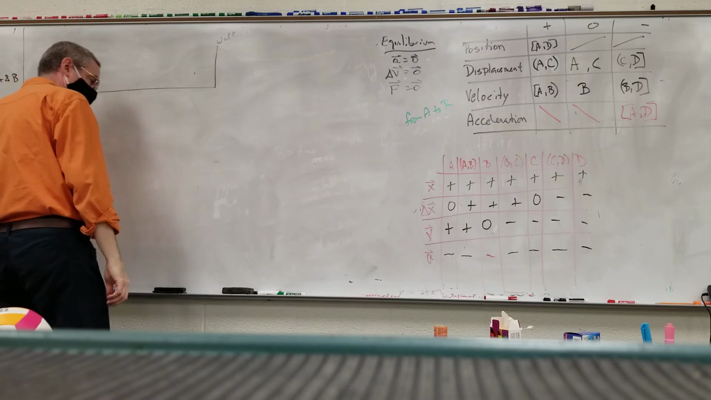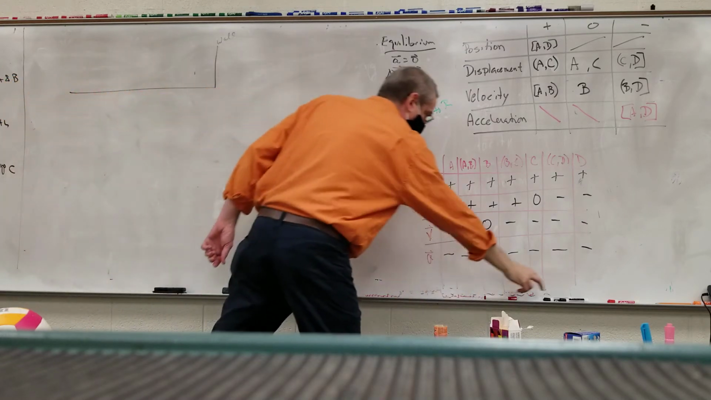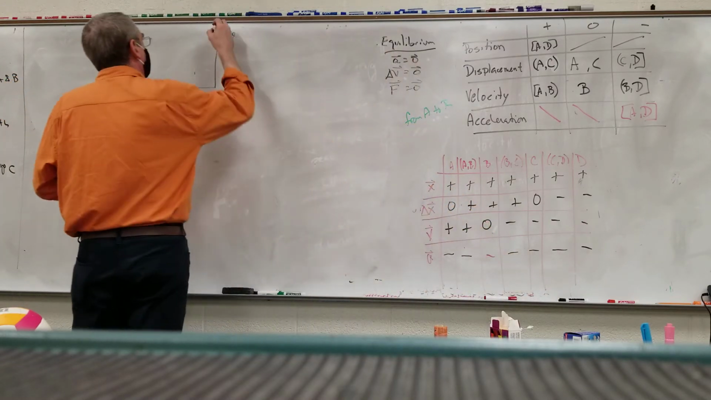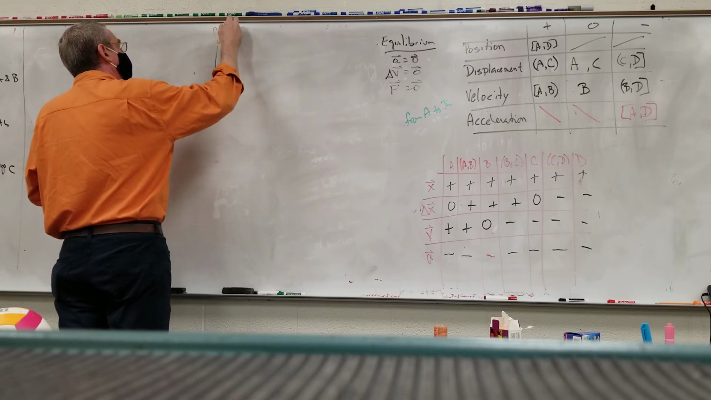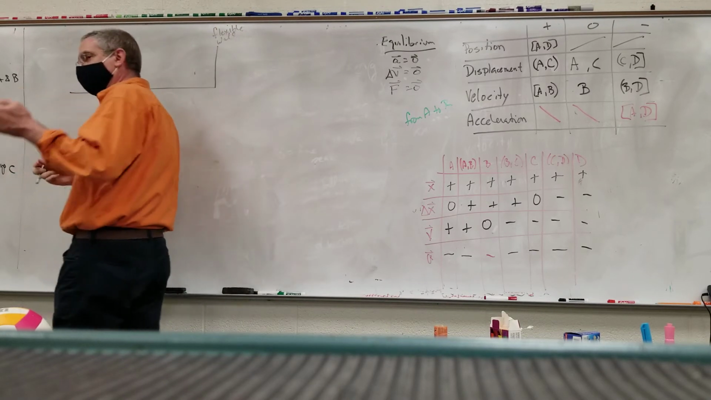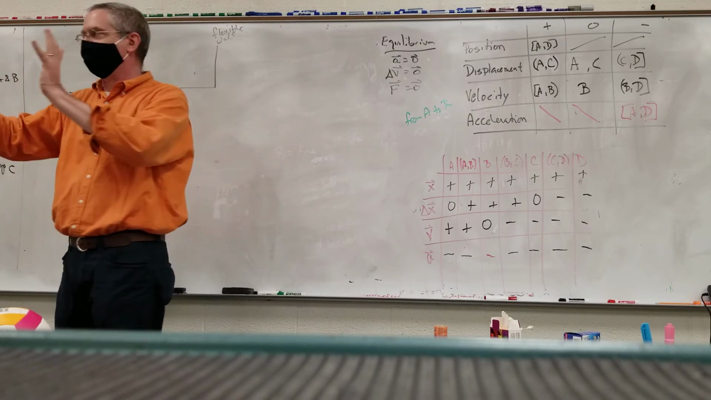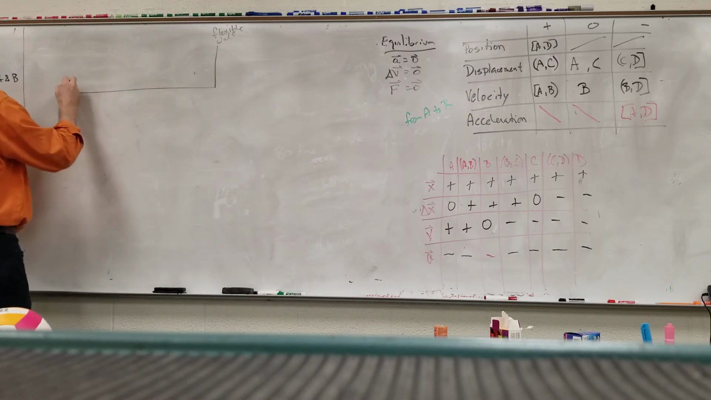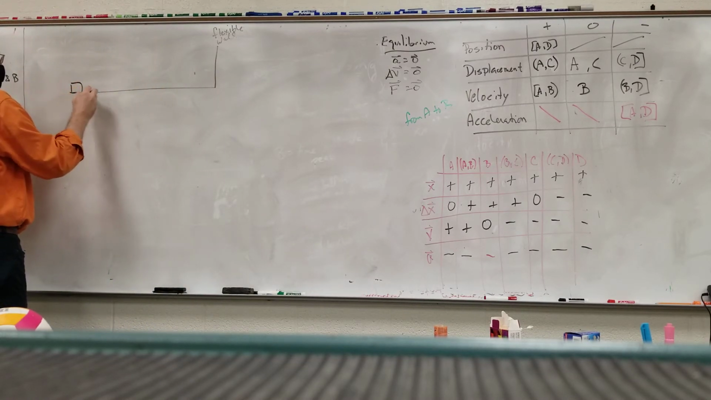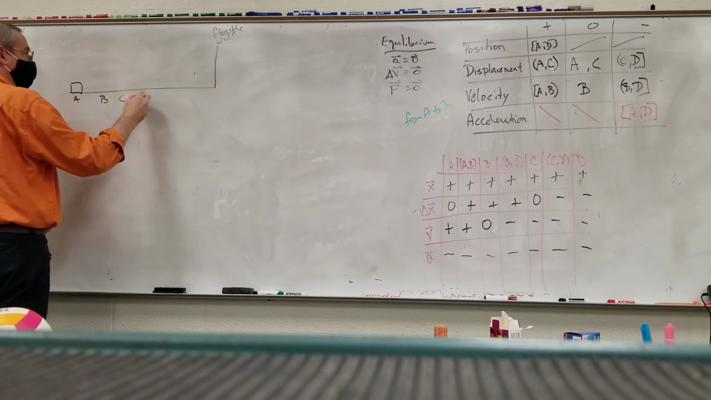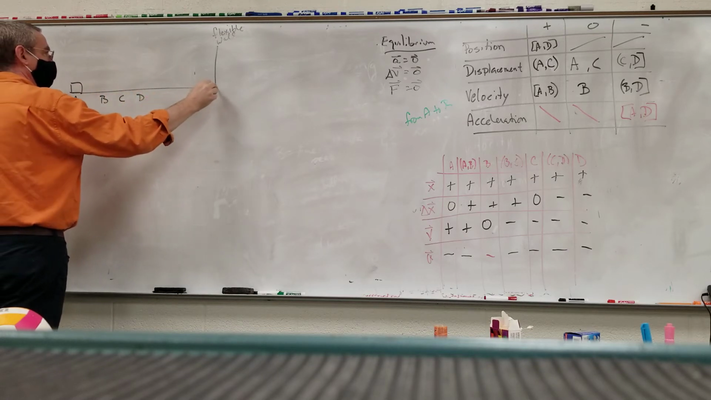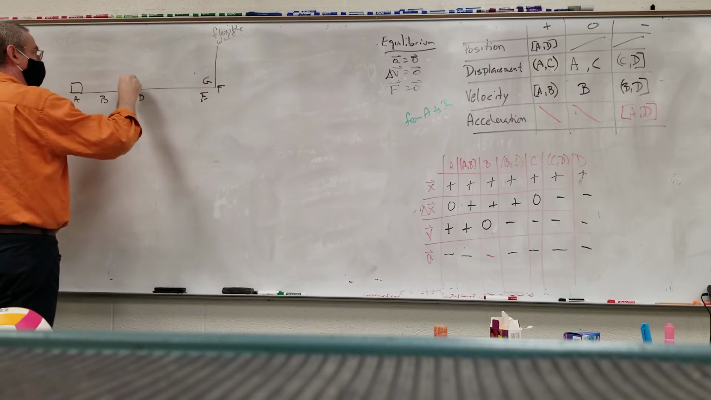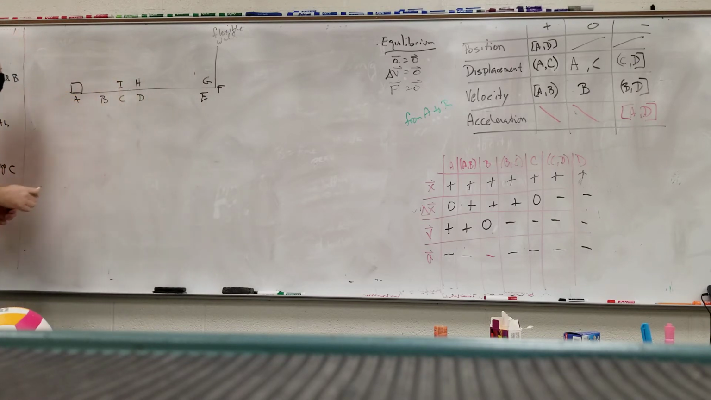Better marker. A flexible wall. So I'm going to have something run into it. The wall's going to flex a little bit and then bounce back. A, B, C, D, E, F, G. All right.